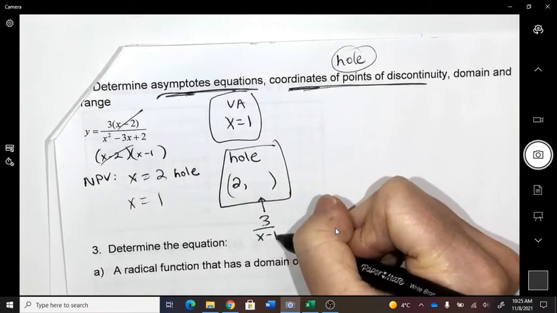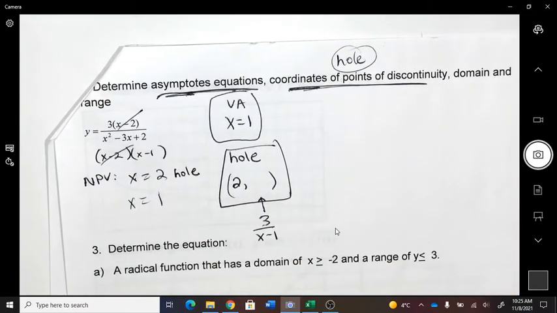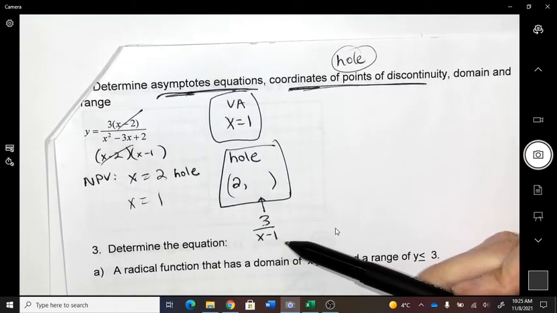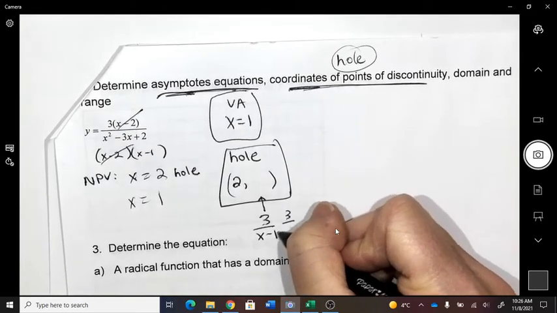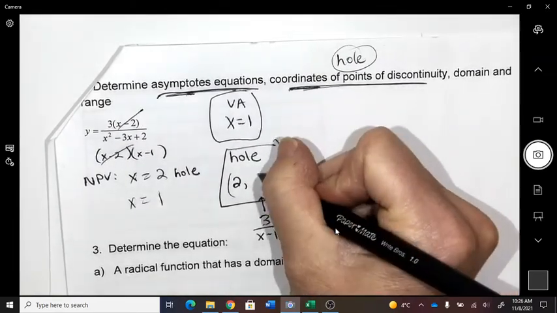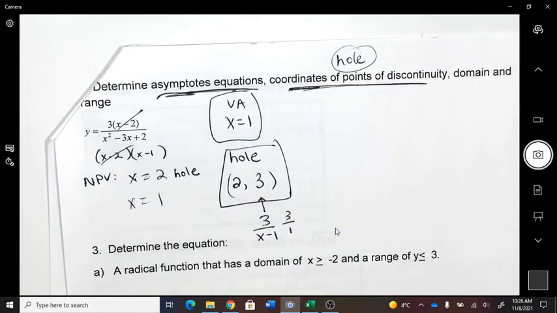Oops, what am I doing here? X minus 1. Do you know that this is what I'm looking at? Because it's simplified, right? If I canceled that, 3 over x minus 1, right? This is way simplified. You can plug it into the original, but you may as well try for a simplified one. So if I plug in 2 here, I get 3 over 2 subtract 1. So 3 over 1, which makes 3. So there's your coordinate of your hole.